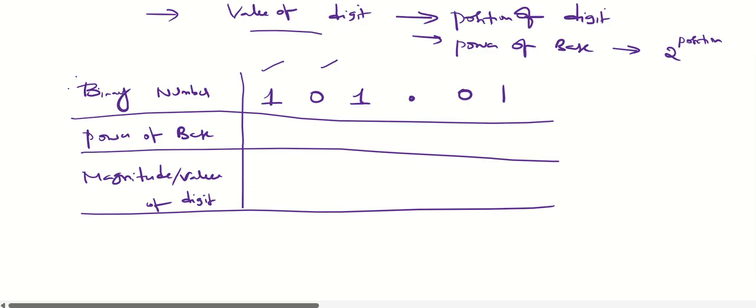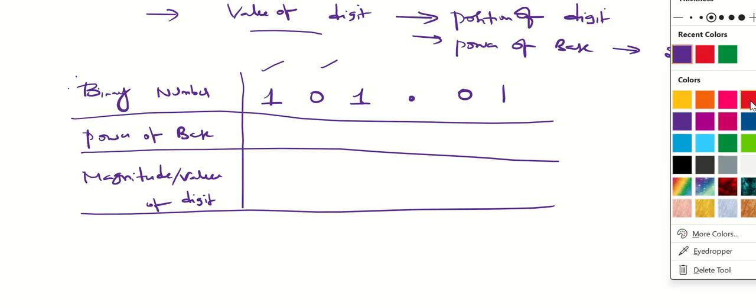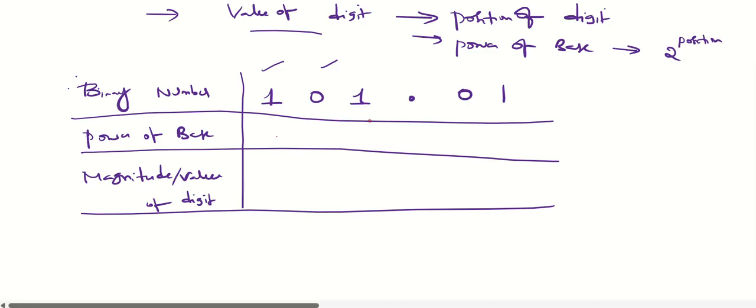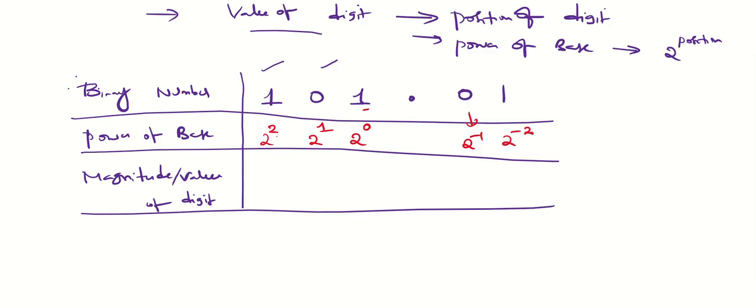The power of base is always a power of two. The first position, the zero position, is 2 power 0. The next position is 2 power 1. The second position is 2 power 2. After the dot, this position is 2 power minus 1, and the next position is 2 power minus 2. This is the power of base of each position. Then you get the value of each digit.